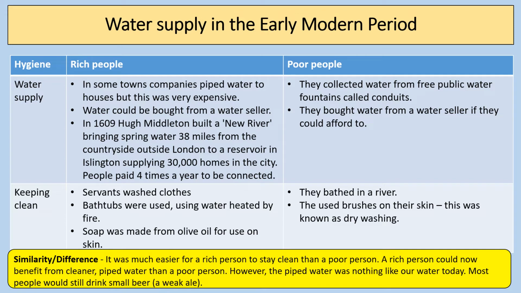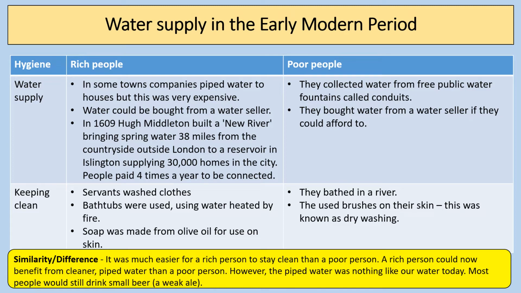And that phrase comes from the fact that people used to believe that water could sometimes give healing properties, and therefore people would sometimes take baths if they were ill. Soap was made from olive oil for use on the skin, but again, the olive oil was expensive. So in a nutshell, if you were rich, you could definitely keep clean, and you would have perfumes, for example, so that you would smell nice as well.